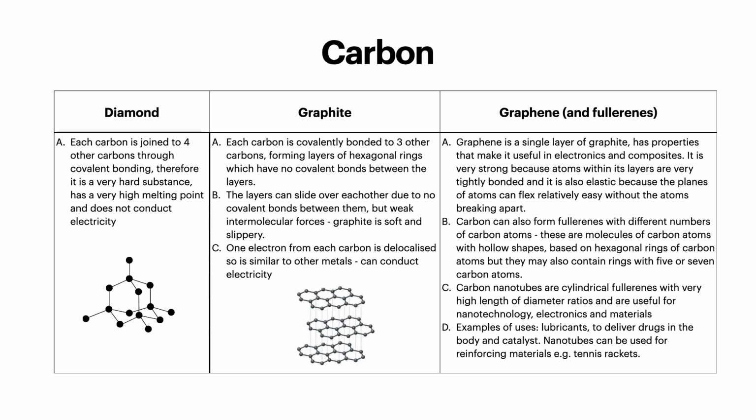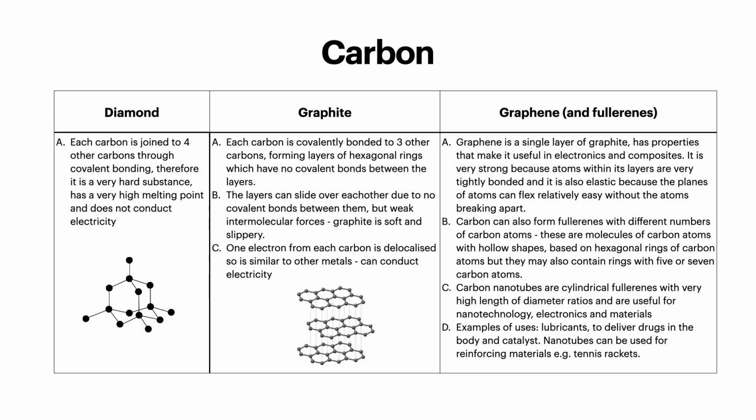Then we've got graphene and fullerene. Graphene is a single layer of graphite, and has properties that make it useful in electronics and composites. It is very strong because atoms within its layers are very tightly bonded, and it is also elastic because the planes of atoms can flex relatively easily without the atoms breaking apart.